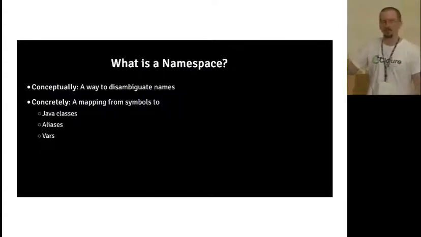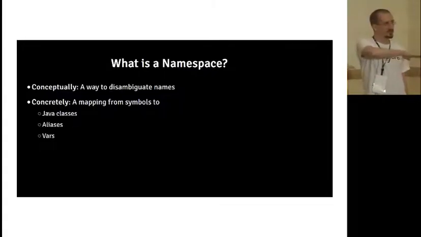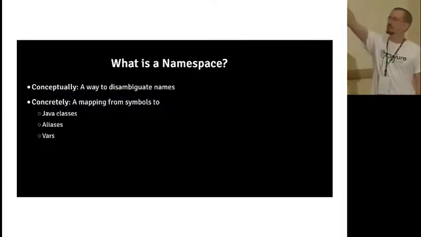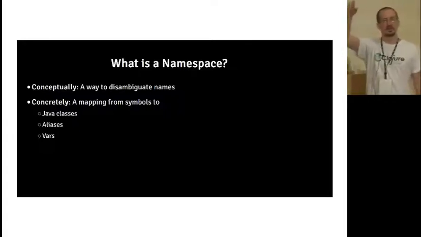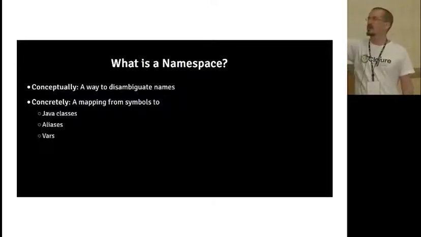Okay, this was a big breakthrough for me when I finally realized, oh, it's just a bunch of maps. Really, that's really all you need to know about namespaces. It's a bunch of maps. What does it map to? It maps from symbols, so we go from names to maybe Java classes. Right? When you say Integer in your code, oh, that's java.lang.Integer. The namespace helps you figure that out.